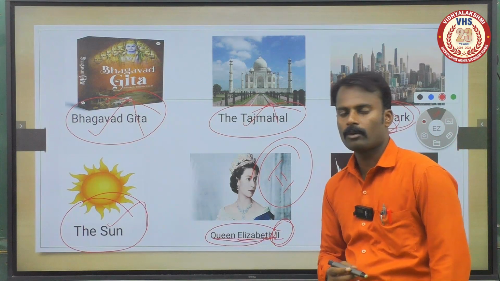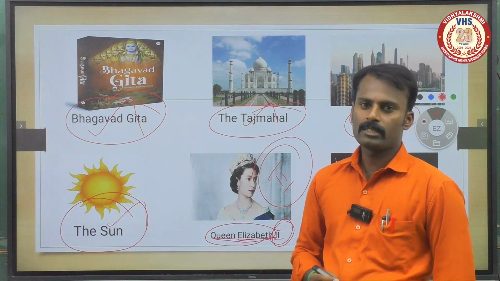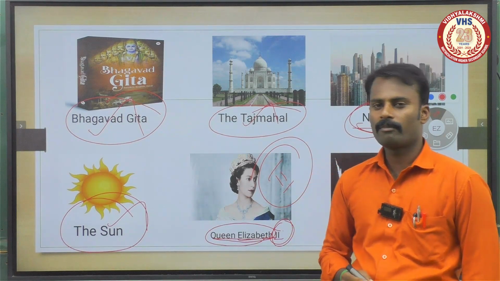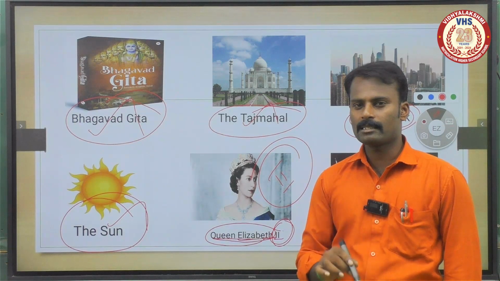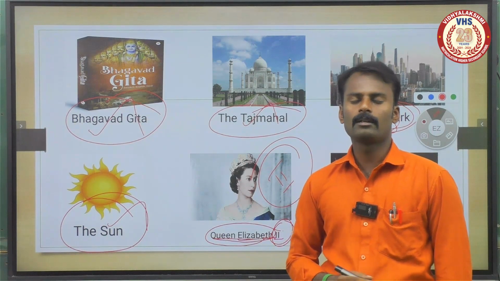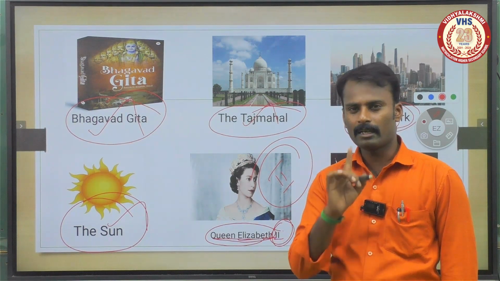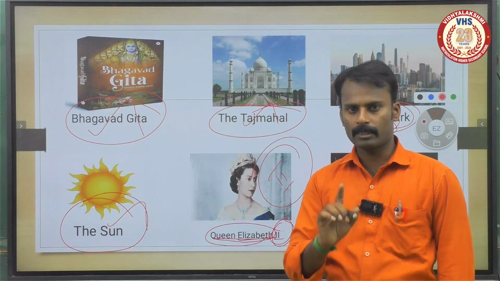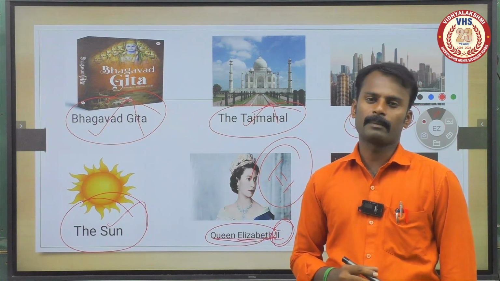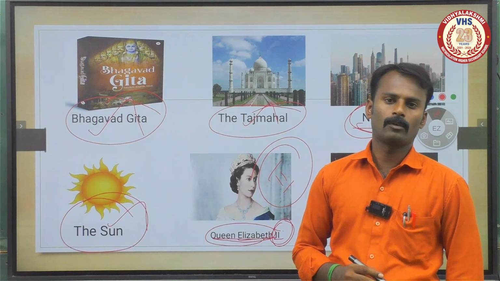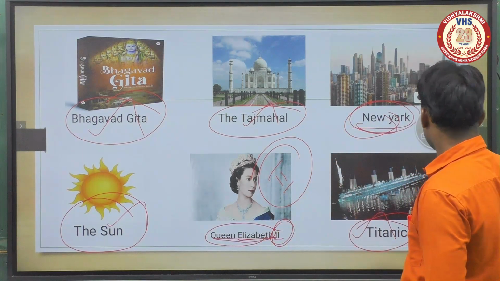So what is a proper noun? A proper noun which denotes the name of a particular person, a particular thing and a particular place is called a proper noun. Particular a ore oru person pathiyo illa ore oru place pathiyo ore oru things pathi pesna adukku peru proper noun solrom. Okay va? Right, this is proper noun.